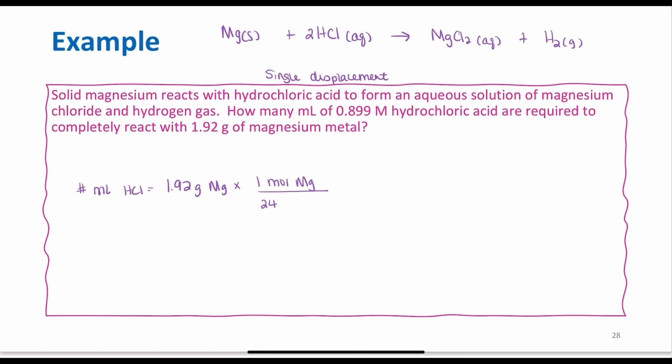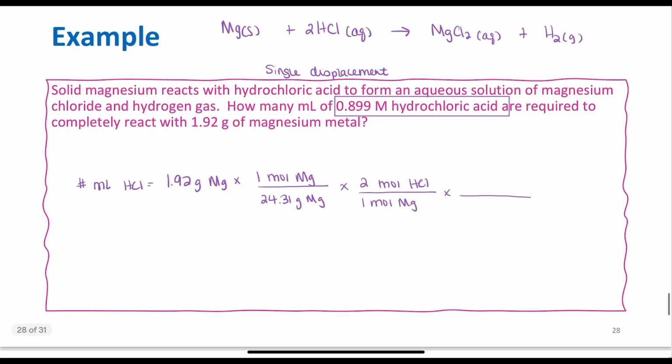One mole of magnesium weighs 24.31 grams. So in my balanced reaction, I see that 2 moles of HCl react with 1 mole of magnesium. Now I'm in moles of HCl, so I can use the concentration of hydrochloric acid I have right here. I see that 1 liter of HCl solution contains 0.899 moles of HCl. And just because I like things in milliliters, 1,000 mL of the HCl solution for every 1 liter of the HCl solution.